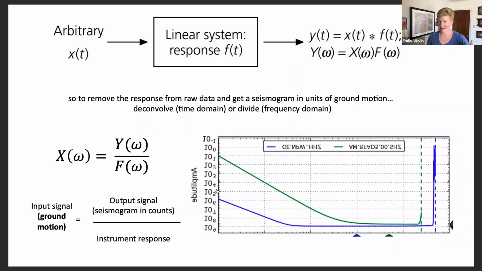Going back to our model from before, we have some input signal of ground motion to our sensor, and what we get out is a convolution of that input signal and the instrument response. If you want to go back to the ground motion from your raw data, you just do a deconvolution, thinking in the time domain, or a division if we're thinking in the frequency domain. You can think of it as taking that response from before, flipping it upside down, and multiplying by that.